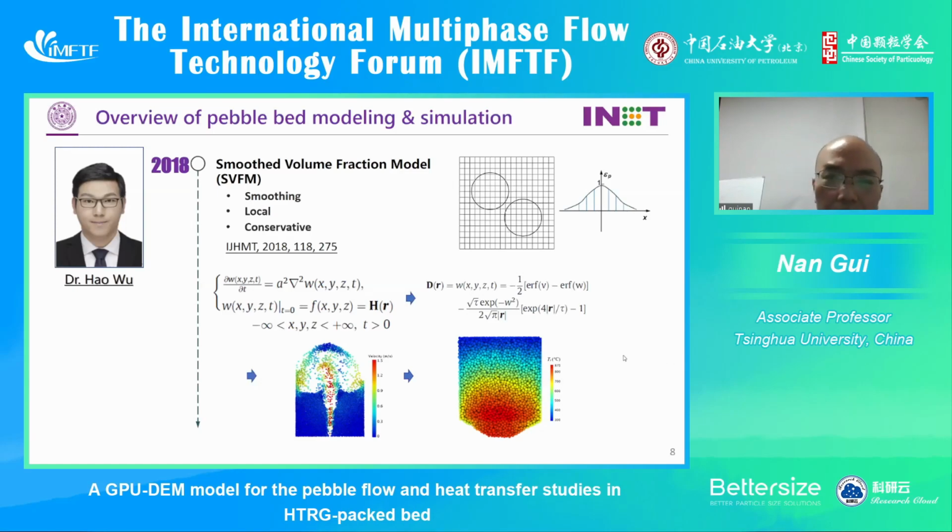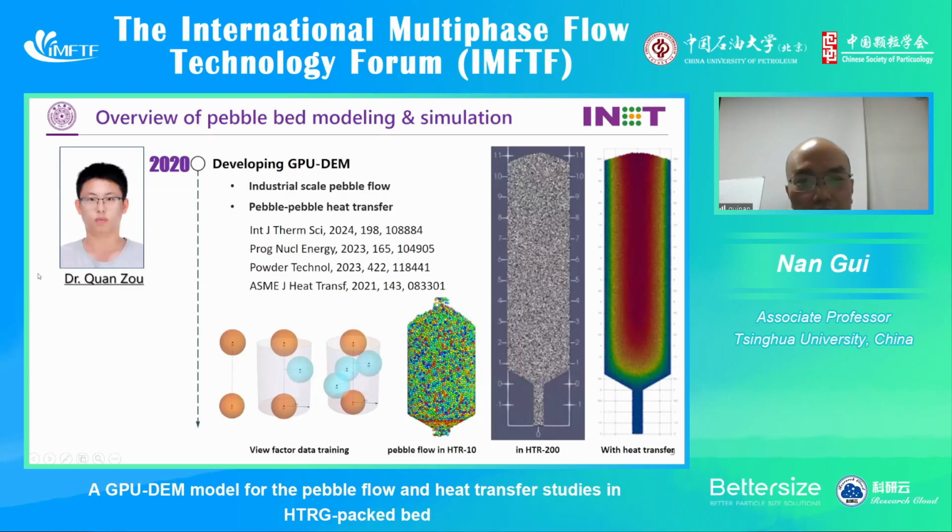Okay. Then after these models, we want to use them for real-scale reactors. So Dr. Zhou wrote the GPU-DEM code and embedded all these models into his code to speed up the simulation. Firstly, he sped up the view factor calculation by a neural network method, and used this to simulate the HTGR-10 reactor, and then extended it to a larger-scale HTGR-200 reactor. And this is the picture of simulation results carried out by him.